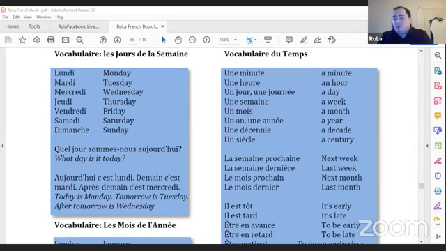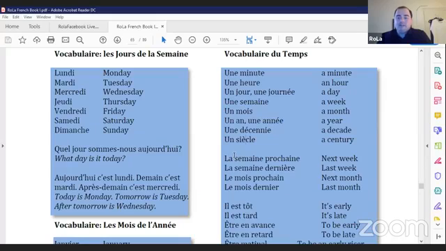Une semaine, that means a week. Un mois, a month. Un an, une année, just like un jour, une journée. Désolé, that means a year. Une décennie means a decade. Un siècle means a century. Nous sommes dans le 21e siècle. We're in the 21st century.